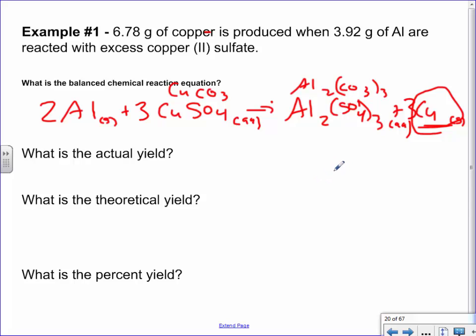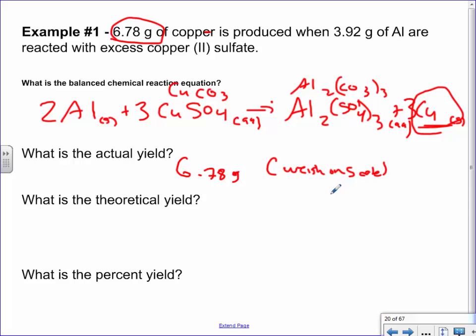What is my actual yield? No work for this. Literally, we have to look at the question. How much should I actually make of copper? Yeah, so I actually told us that. Now, when we do our lab tomorrow, though, how are we going to calculate this actual yield? What will we do? We're going to weigh it on a scale. We're going to do a chemical reaction, make some product, and weigh it on a scale.